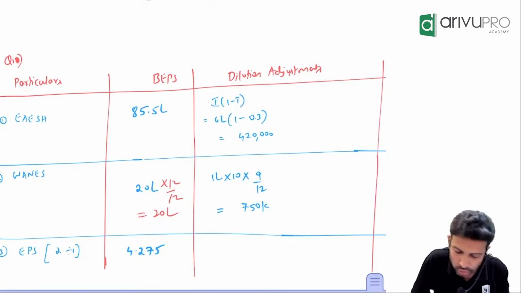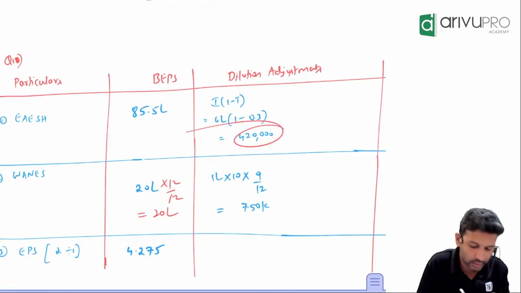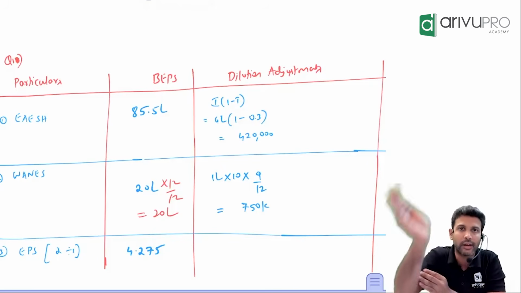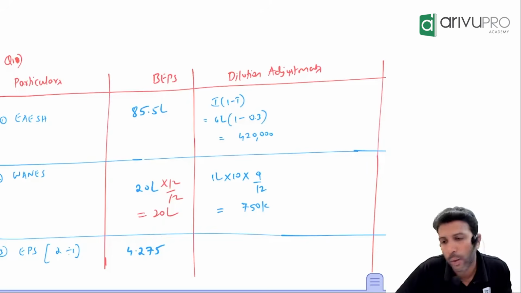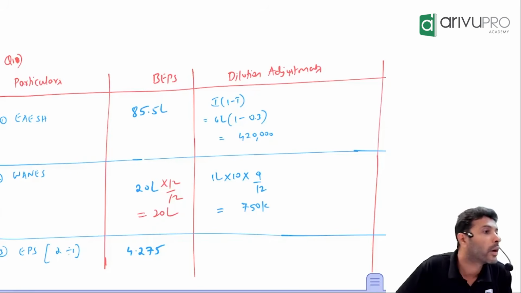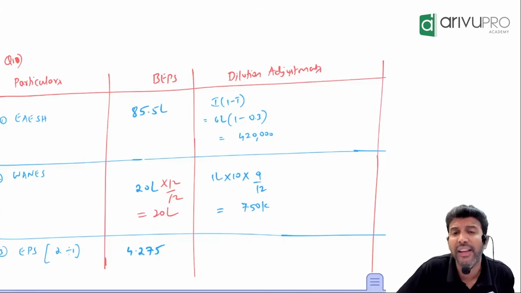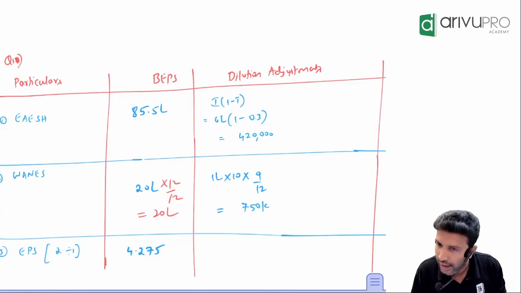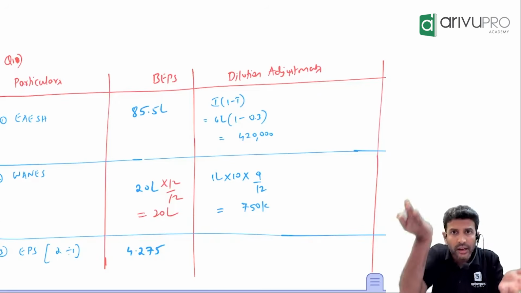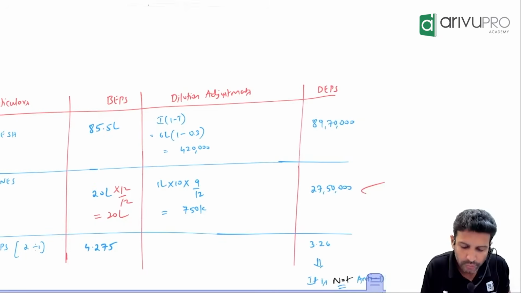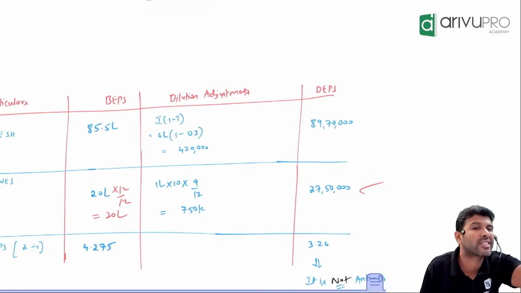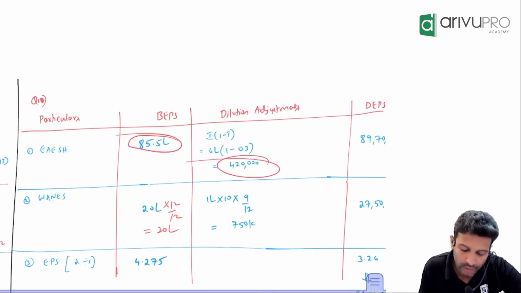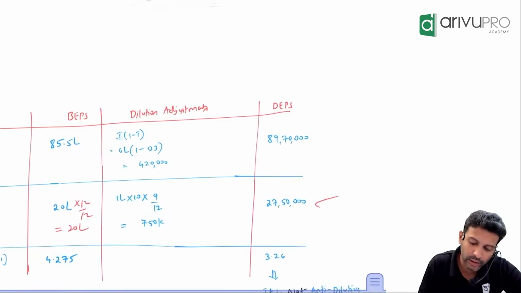So 6 lakh's 70%, obviously you will get 4,20,000. This is the interest you will save if you convert the debentures into equity shares. Sir, if profit increases, are equity shareholders sad or happy? They are happy. Why? Their earnings will increase. That means what should we do for this dilution adjustment, minus or plus? Take the earnings for basic EPS purpose and add the dilution adjustment.